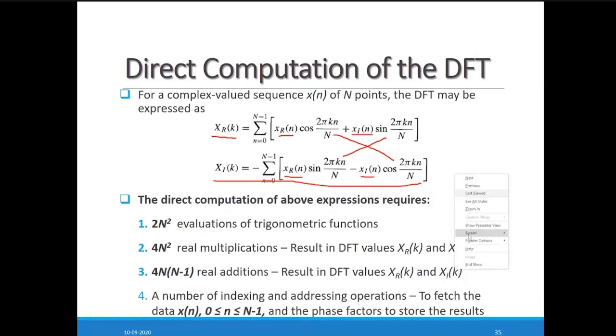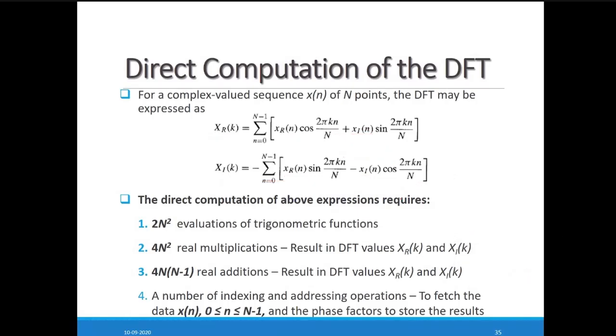So first is the real part of the DFT, then second is the imaginary part of the DFT. When we go for the direct computation of the complex valued sequence and find out the DFT, how much is the computational complexity? Here it is written: 2N square evaluations of trigonometric functions. Whatever trigonometric functions we are using, for that, 2N square evaluations are needed. Second is 4N square real multiplications and 4N into (N minus 1) real additions.